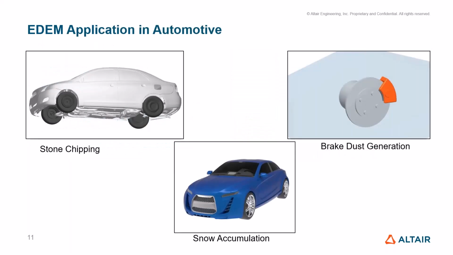When it comes to applications, the key applications in the automotive industry are stone chipping, brake dust application, and snow accumulation, which are a few of the key applications we are focused on as of now.